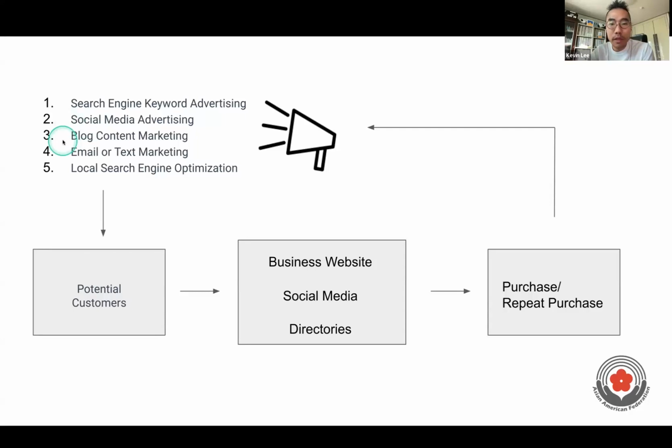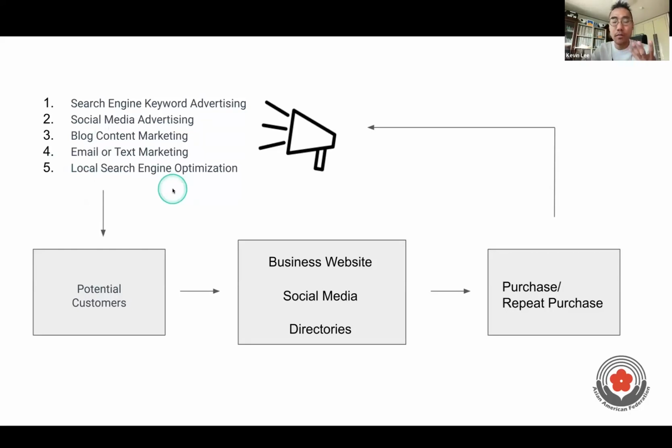Blog content marketing is writing about a specific topic, long-form content, and search engines pick up on all these keywords. Over time, whenever people search for something, usually your blog will come up on search engines, and at the end of the day, they want to sell some kind of product or service. Then there's email and text marketing, which I'm sure you get all the time. This is all part of our lives nowadays, and we're constantly exposed to these different types of marketing. The last one, which we're going to focus on, is local search engine optimization.